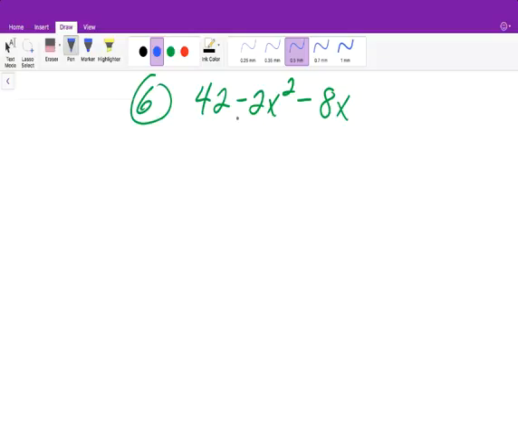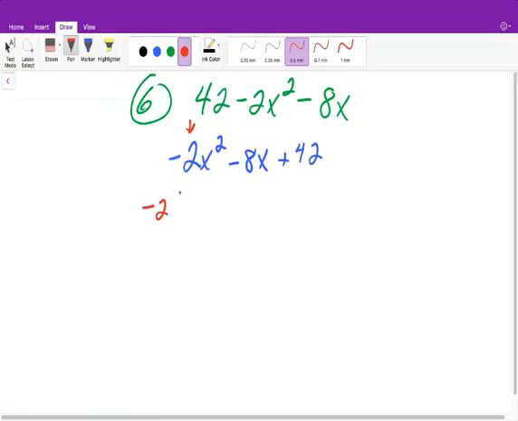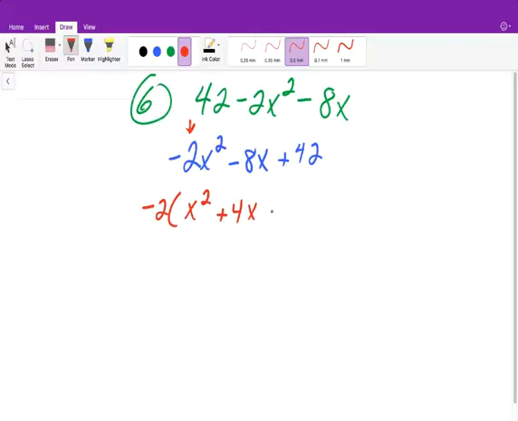For this one, remember the first thing is we need to rearrange them in descending order, so it's minus 2x squared minus 8x plus 42. Then we want this to be a positive number, and we need to take out our GCF, so we're going to factor out the negative 2. And we're left with x squared plus 4x minus 21.